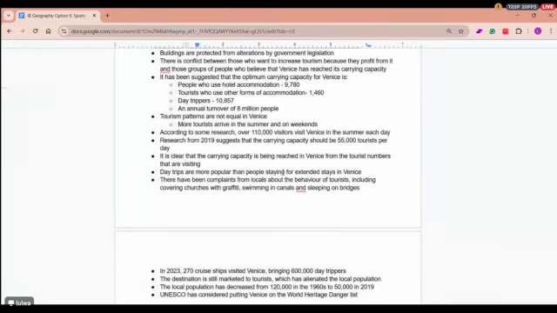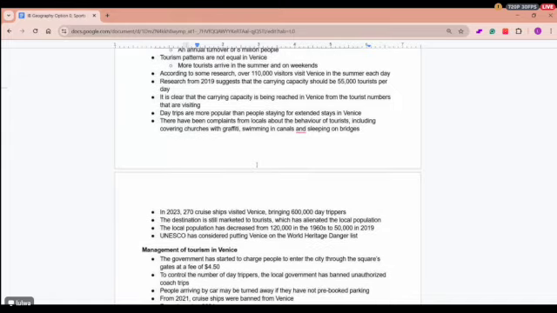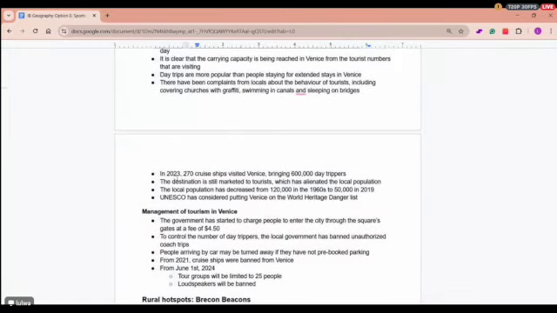And research from 2019 suggests that the carrying capacity should be 55,000 tourists per day. It's clear that the carrying capacity is being reached in Venice from the tourist numbers that are visited. And in 2023, 270 cruise ships visited Venice, bringing 600,000 day trippers.